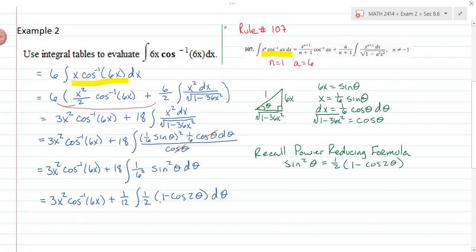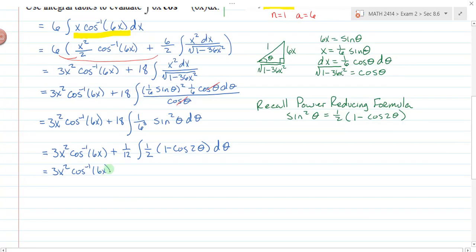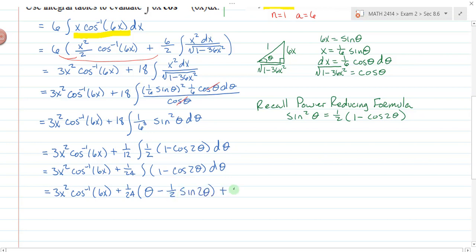I'll do it in the next step. A lot of this stuff I'm just dropping down because it's already done. I'm going to pull that 1/2 out, and that gives us the integral of 1 minus cosine 2 theta d theta. Now I'm ready to integrate this. The integral of 1 with respect to theta is just theta, and when I integrate cosine 2 theta, that's going to give me 1/2 sine 2 theta plus c.